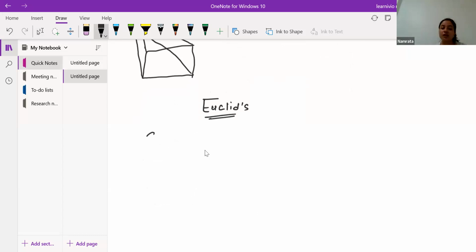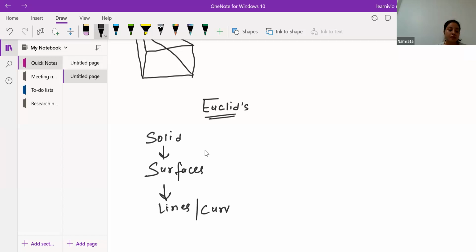is that solids, any solid, are made up of surfaces, and surfaces are made up of lines or curves, and lines and curves are made up of points. So let me show you one example. If I show you this book, can you see this book? It's a solid shape, right?